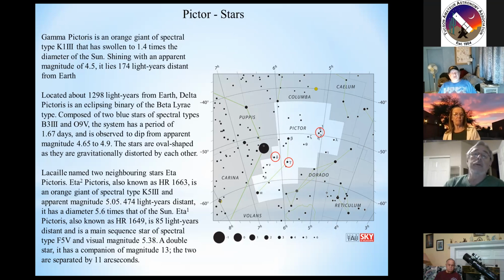And then LaCaille named 2 neighboring stars, Eta 1 Pictor and Eta 2 Pictor. Eta 2 Pictor is an orange giant, apparent magnitude 5, and it's 474 light years away. It's about 5.5 times the size of the sun. And Eta 1 Pictor is 85 light years away, a main sequence star, F5, with a magnitude of 5.38. And it's a double star, and it has a companion of magnitude 13. The 2 stars are separated by 11 arc seconds. So that would be a nice double to look at with a telescope.